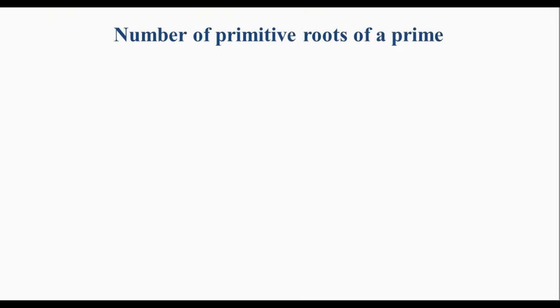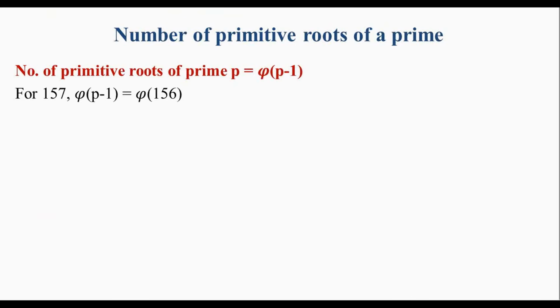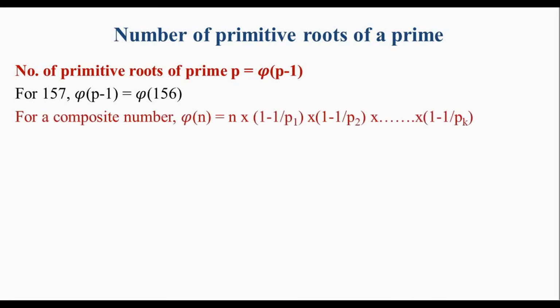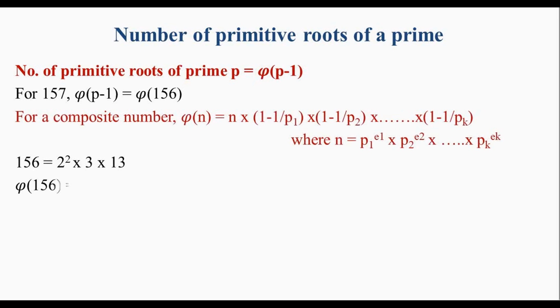Next we'll see the number of primitive roots of a prime number p. The formula for finding out the total number of primitive roots is phi of p minus 1. So now this is a composite number. For any composite number, phi of n can be calculated using this formula. It's a simple formula. So applying this we get, first I am representing 156 as the product of prime factors. Then phi of 156 can be calculated using this.